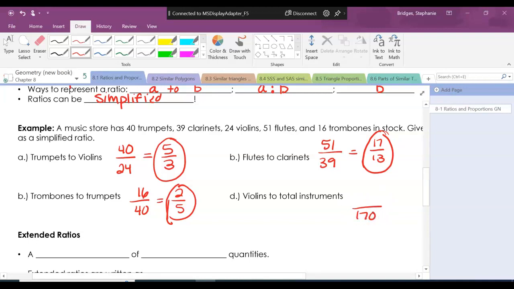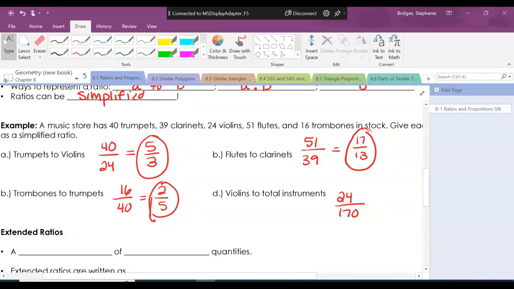And how many violins? 24. So we're going to go 24/170. And then I can put that fraction in my calculator, and it will reduce it to be 12/85.